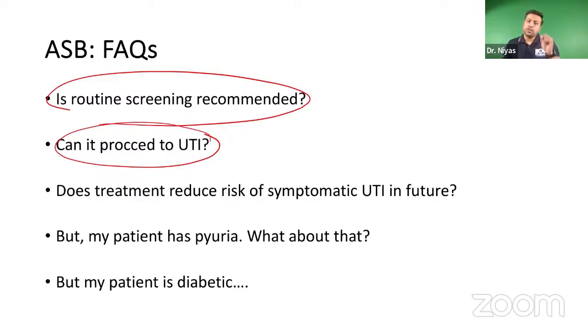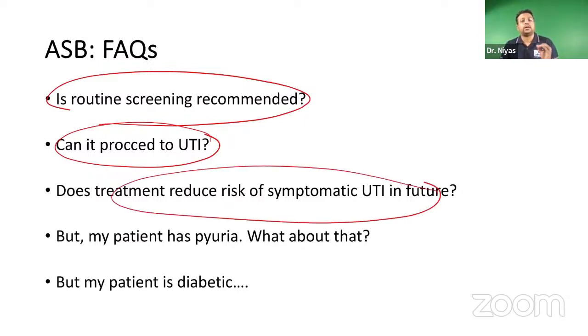The only thing is that whether you treat with antibiotics, the chance of it going to urinary tract infection cannot be decreased by treatment with antibiotics. You treat it or not treat it, the risk of going into UTI is the same. You have to tell the patient, because the patient may later come and tell you, you didn't treat my asymptomatic bacteriuria, that's why it progressed. No, it's not like that. If you treat it or not treat it, the risk of progression to UTI is the same. So the treatment does not reduce the risk of symptomatic UTI in future, and that is the reason by which we are not giving antibiotics in most patients with asymptomatic bacteriuria.